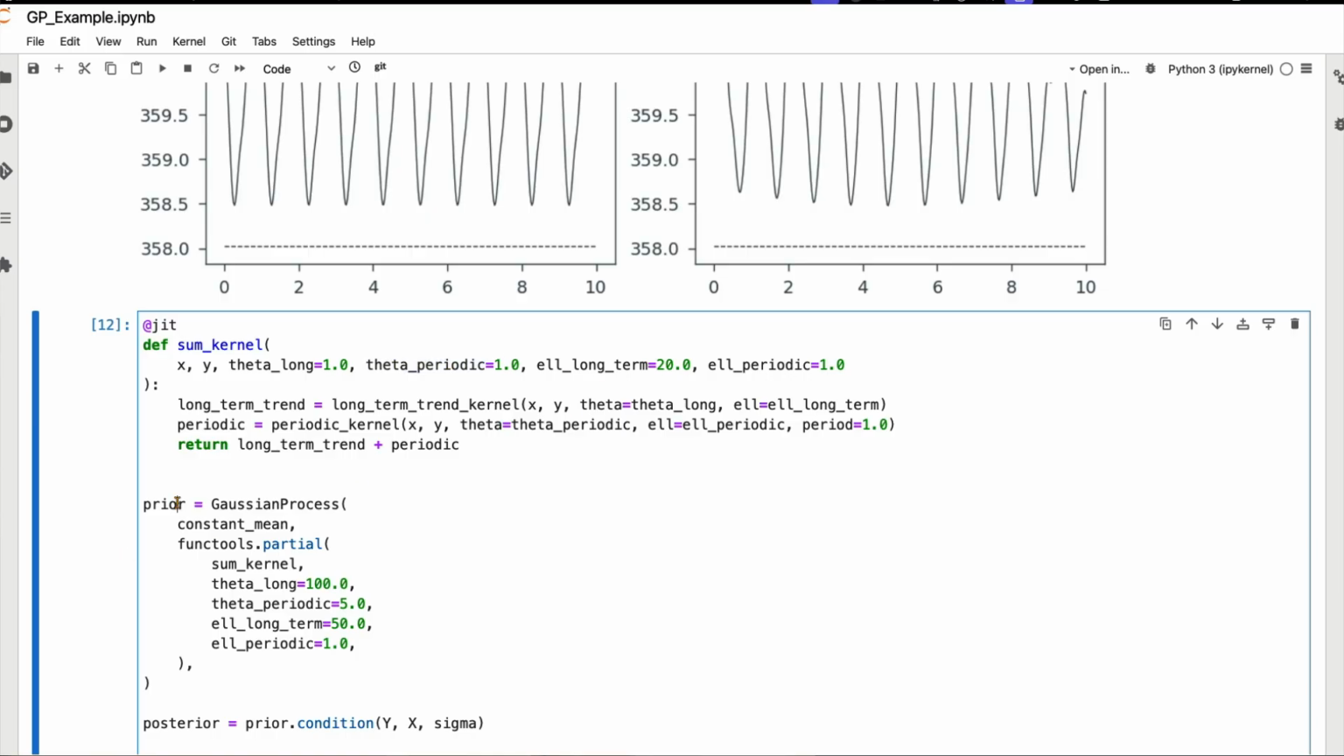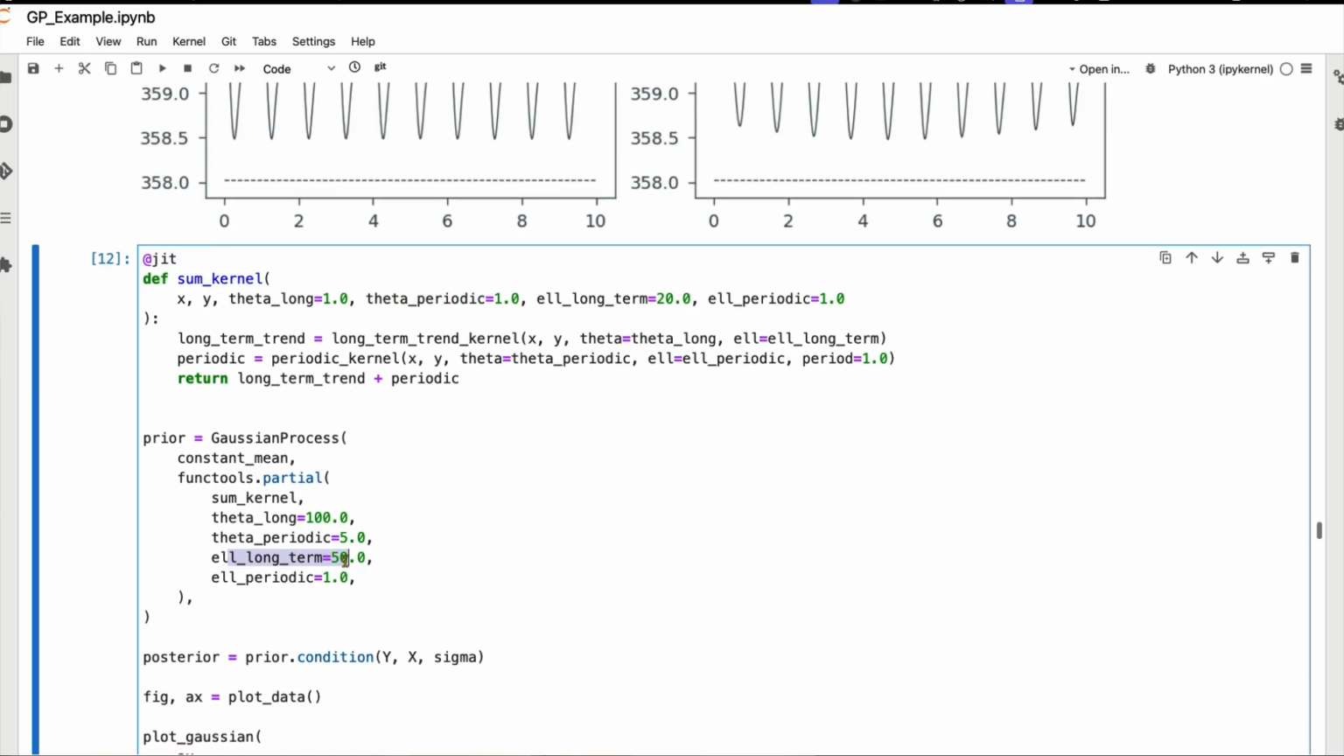And actually, here's where I set the parameters. So I'm going to say over the long term, the function moves on a scale of 100 parts per million. The periodic component moves on a scale of 5 parts per million. The length scale of the long term is 50 years. So things move on scales of 50 years. And the periodic component has a length scale of 1 year.